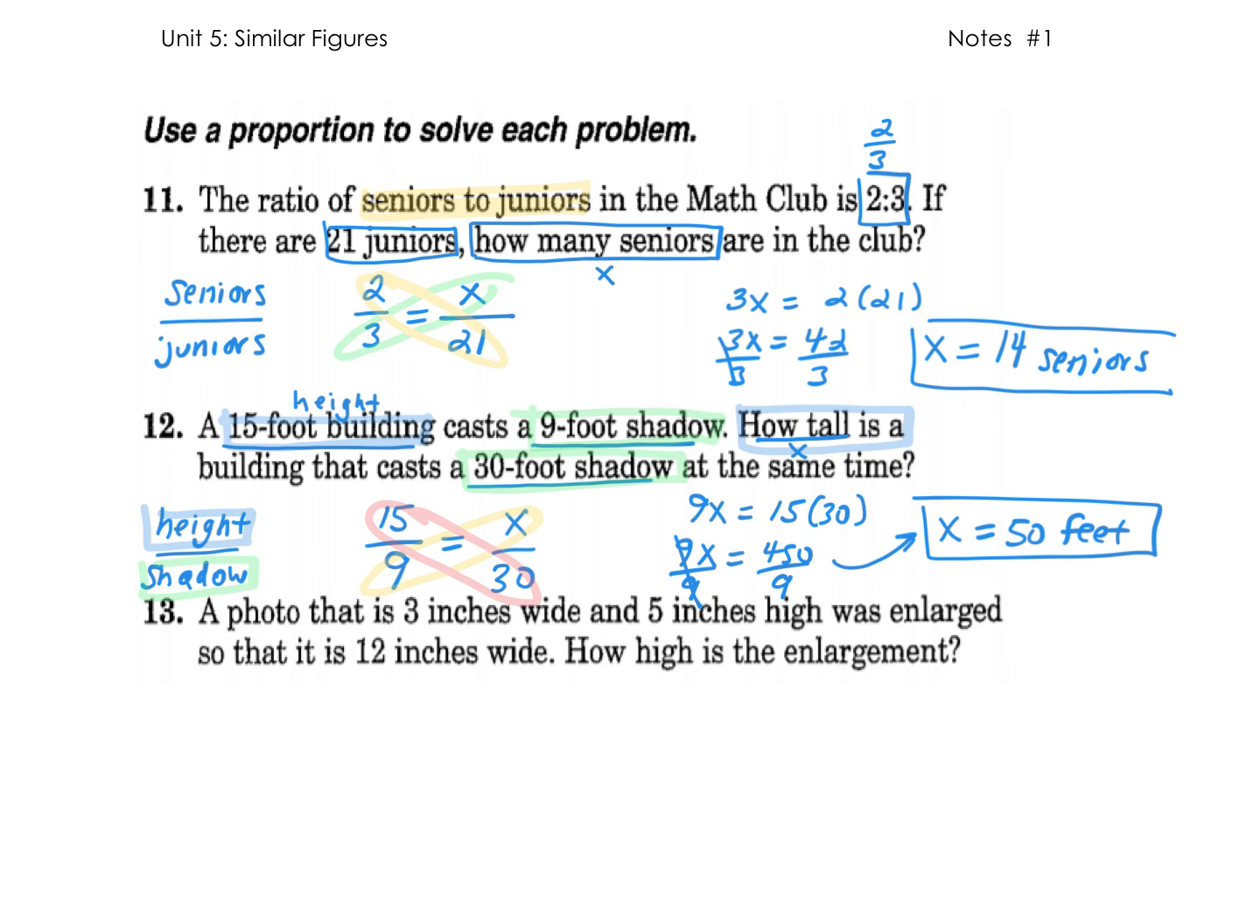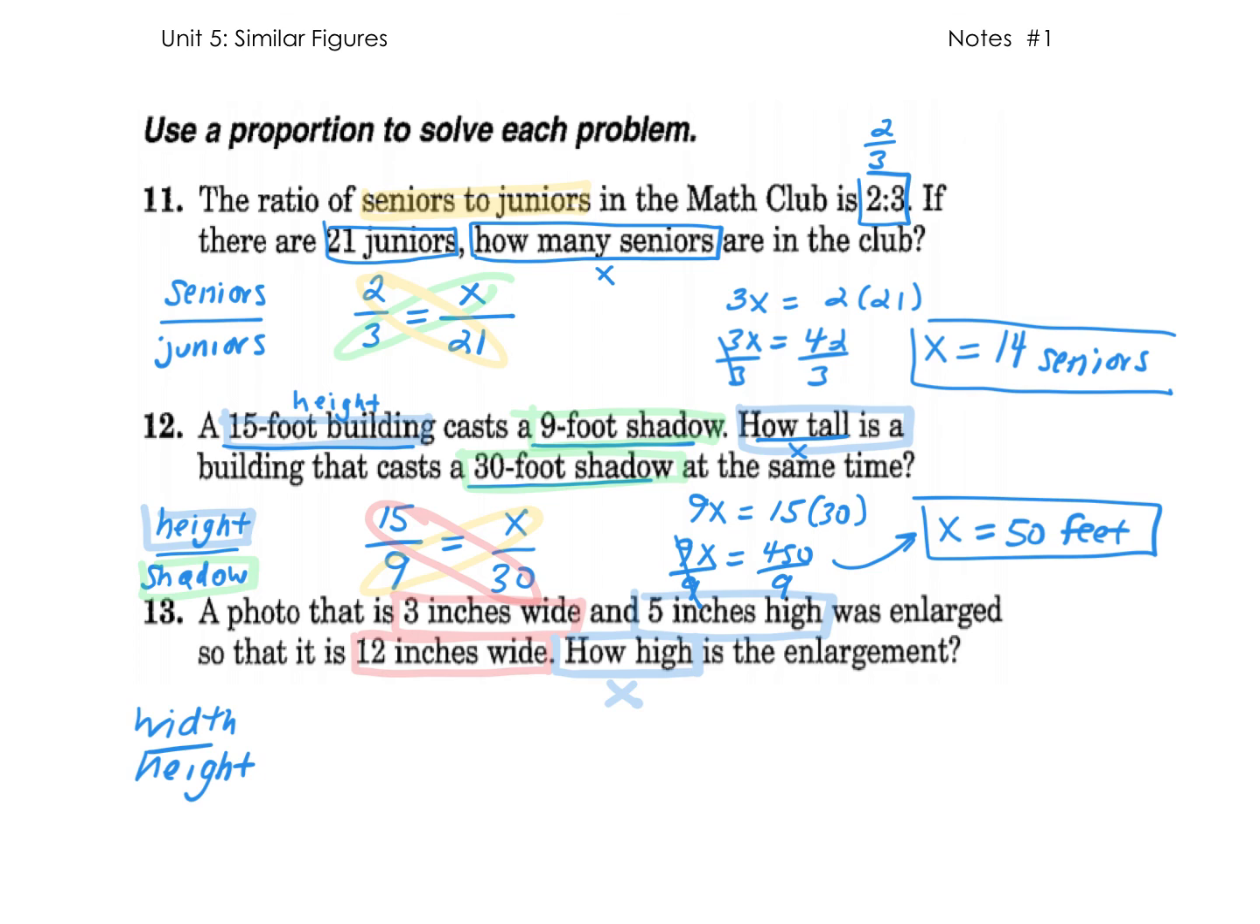All right, last one. It says in number 13, a photo that is 3 inches wide and 5 inches high was enlarged so that it is 12 inches wide. How high is the enlargement? So that's going to be our x. All right, so notice I'm using color there to kind of help us set up our relationship. We want to compare the width to the height.